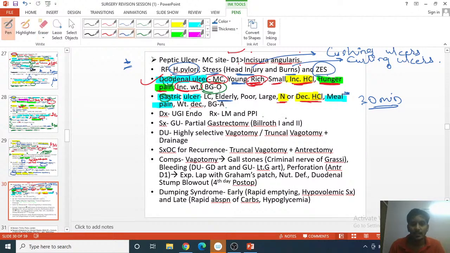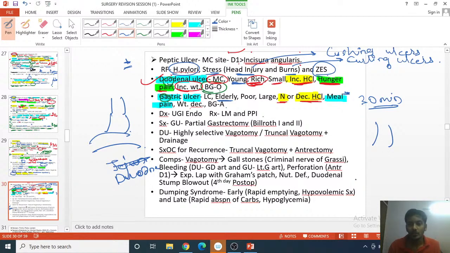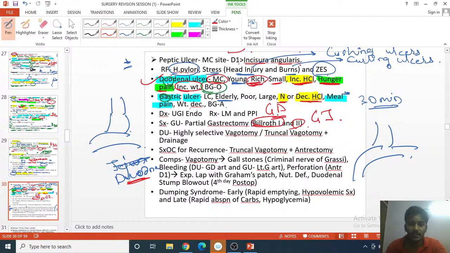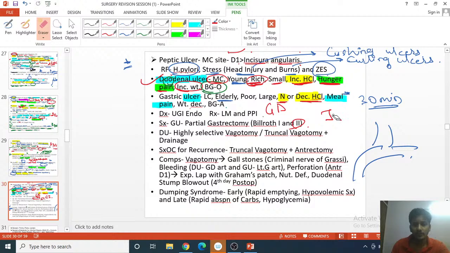In Billroth 1, when you have done a partial gastrectomy, okay, cut the stomach in half for example, after that you will stitch it along with the duodenum, that is your Billroth 1. And in Billroth 2, what will you do, you will bring the jejunum up and stitch it with the stomach. Okay, so remember first, Billroth 1 is partial gastrectomy with gastroduodenostomy, whereas Billroth 2 is partial gastrectomy with gastrojejunostomy. Please remember, gastroduodenostomy Billroth 1, gastrojejunostomy Billroth 2. Please remember this.